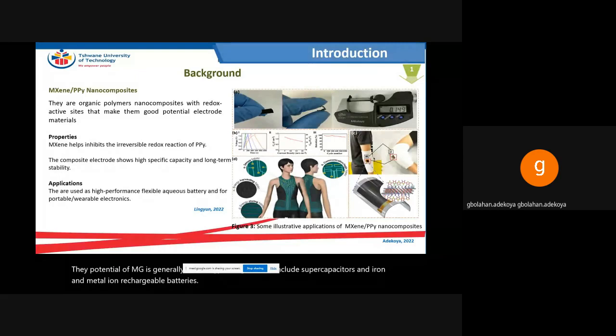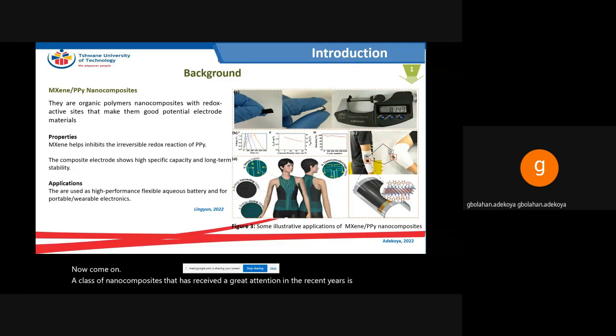Now, a class of nanocomposites that has received great attention in recent years is the MXene and polypyrrole nanocomposites. They are organic polymeric nanocomposites with redox active sites that make them a good potential electrode. They exhibit reversible redox reaction, and MXene assists in inhibiting the irreversible redox reaction of PPy. Application again is they are mostly used for batteries and portable and wearable electronics.